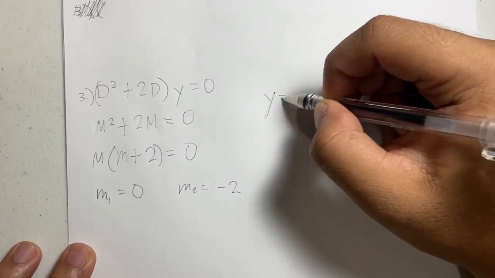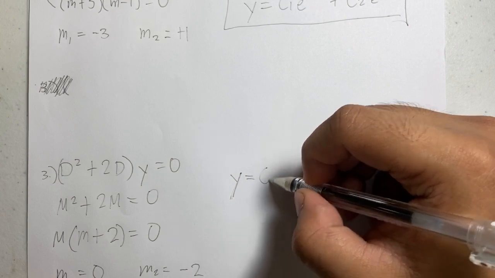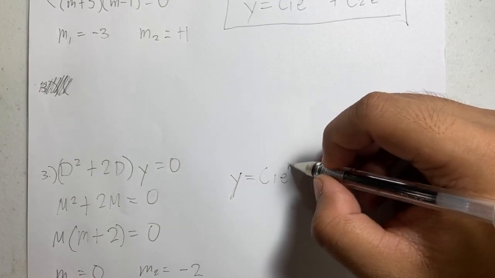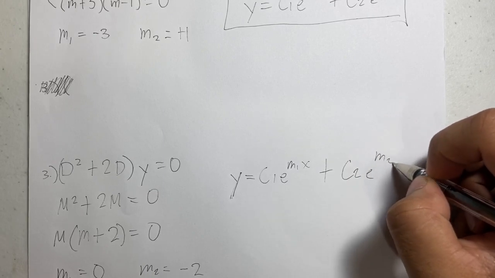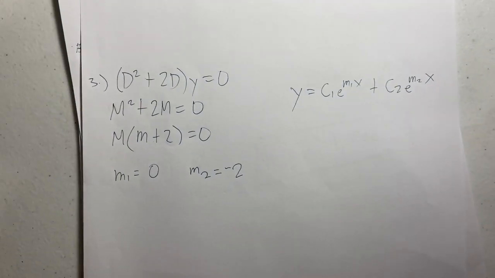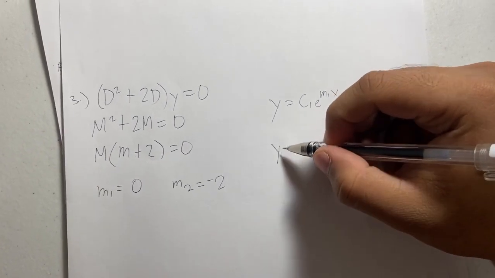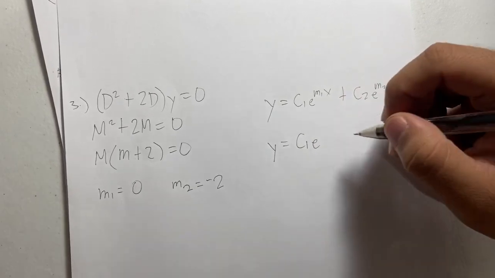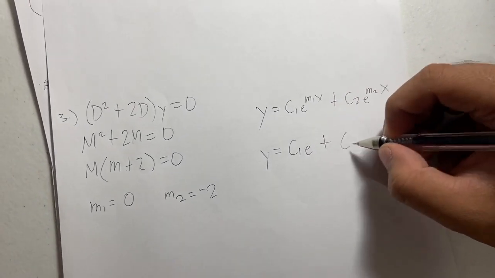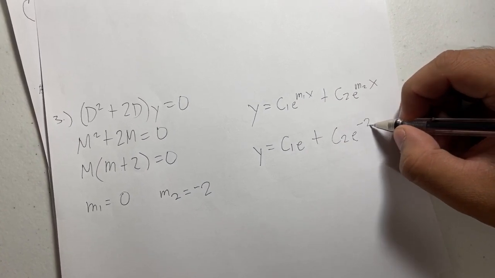Then putting it into our general equation, which is c1 e^(m1 x) plus c2 e^(m2 x), our final answer will be y equals c1 e^0 plus c2 e^(-2x).